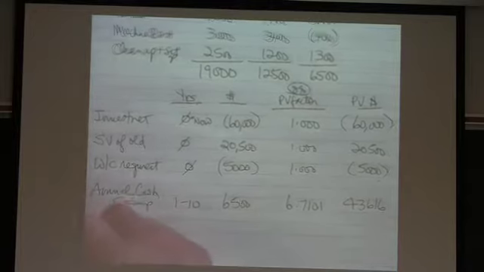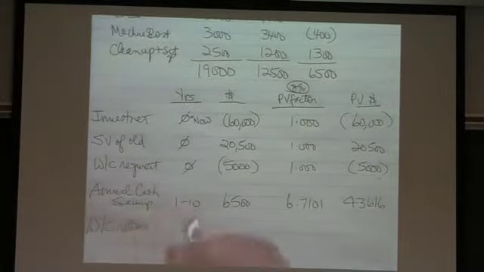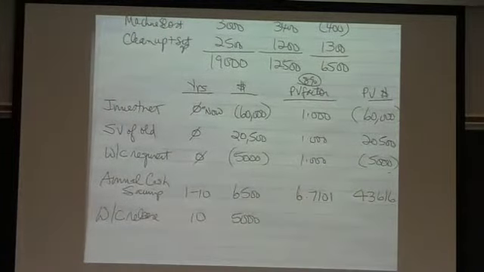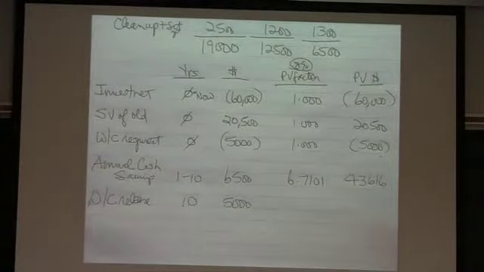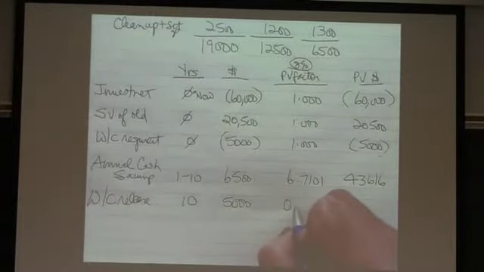Now, we've got working capital release at the end of 10 years. And that's that 5,000 plus. But because it's not generating revenue in terms of interest, the present value of that amount is going to be less. So we need to use the time value of money factor, I equals 8, N equals 10.